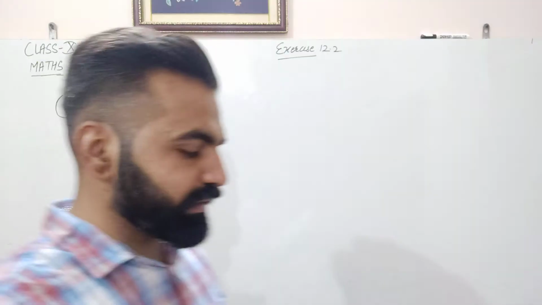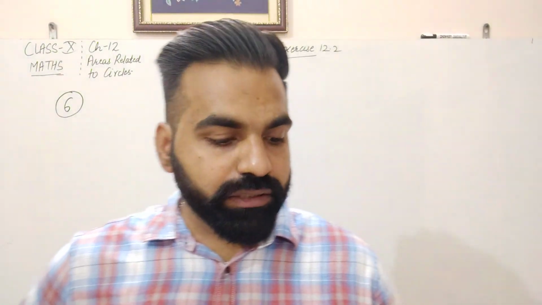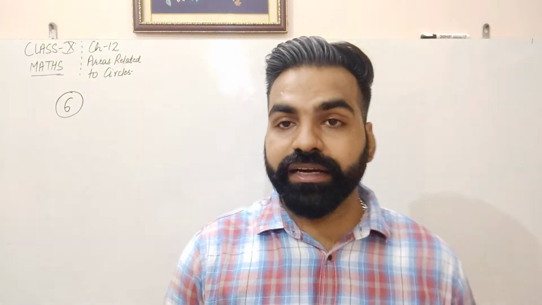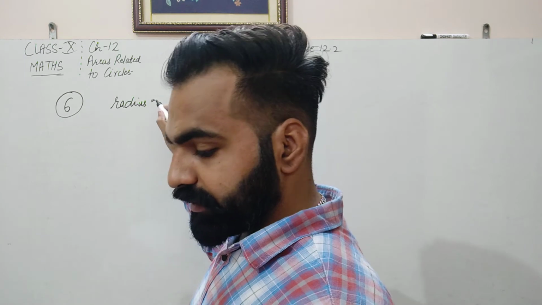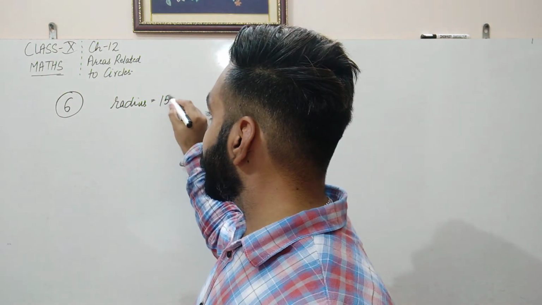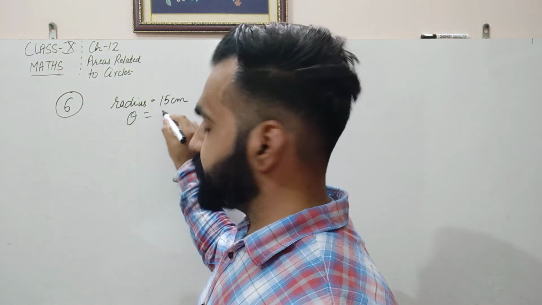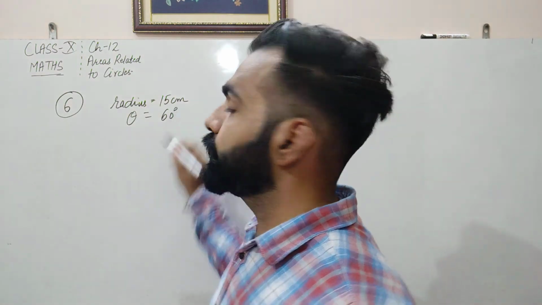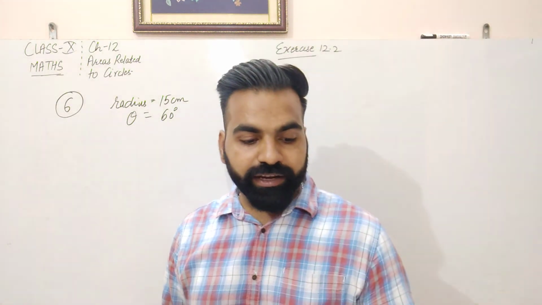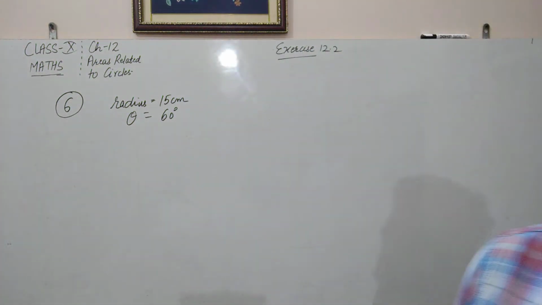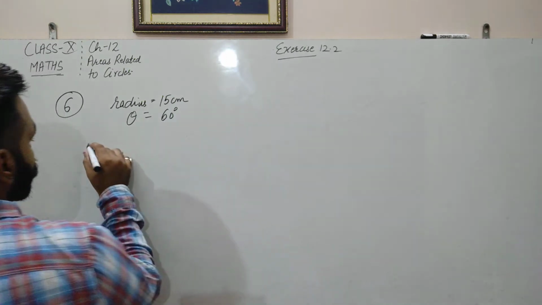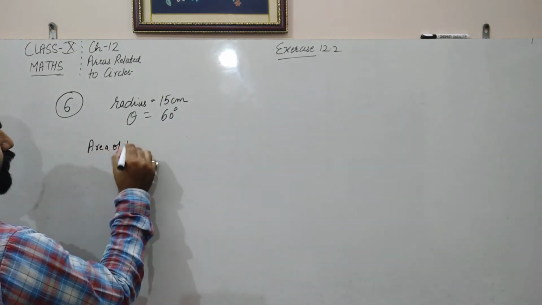Now question number 6. A chord of a circle of radius 15 cm subtends an angle of 60 degree at the center. So radius is given. Radius is equal to 15 cm and angle theta is equal to 60 degree. Now we have to find the areas of the corresponding minor and major segments of the circle. So first of all we will calculate area of minor segment.